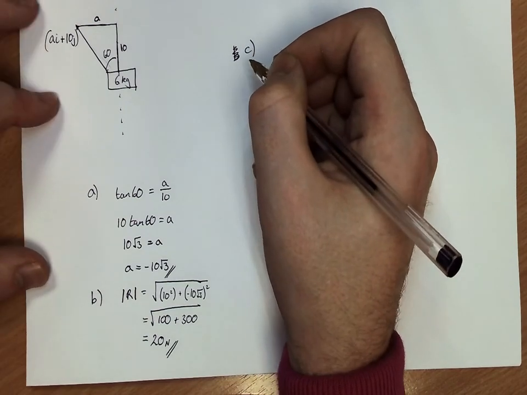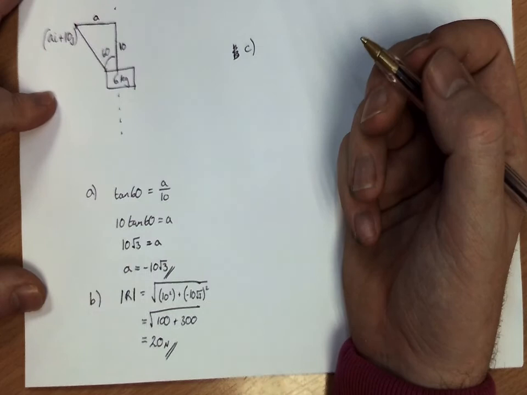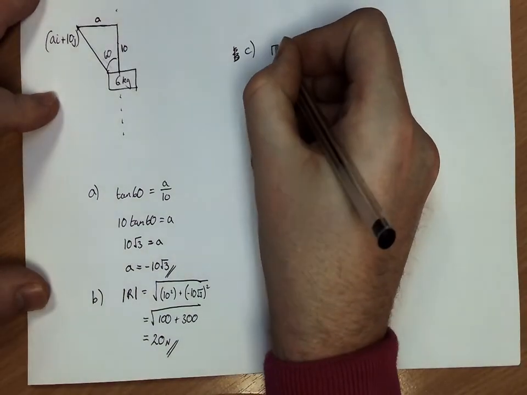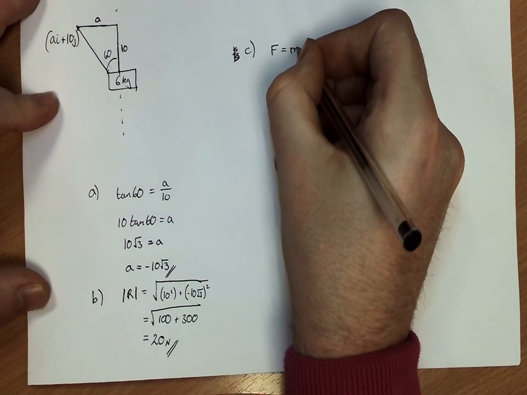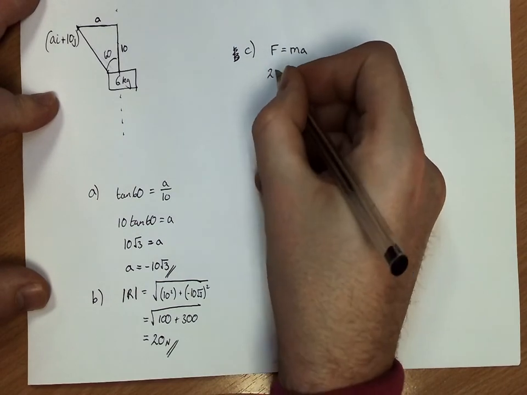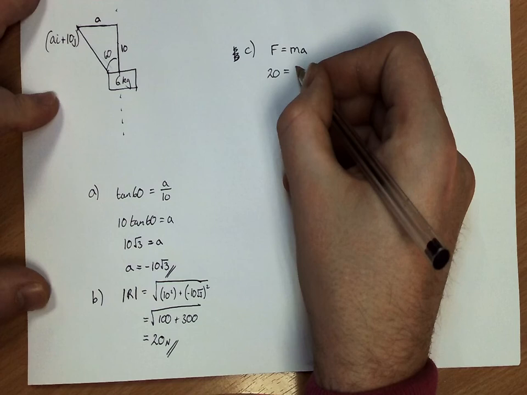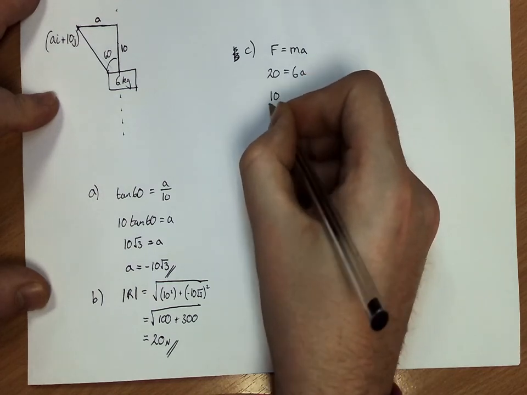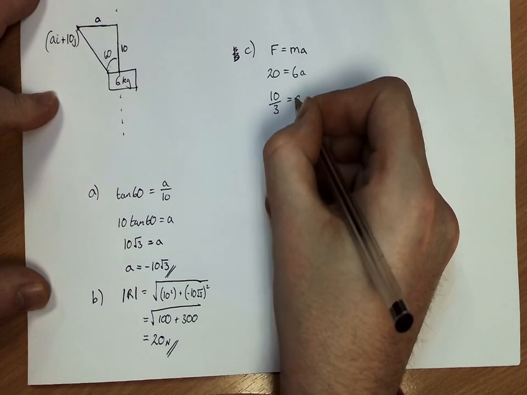In part c, we're asked to find the acceleration, so I'm going to use F equals ma. 20 equals 6a, so 10 over 3 equals a.